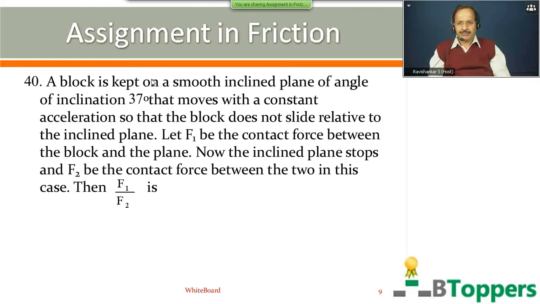A block is kept on a smooth inclined plane of angle of inclination 37 degrees that moves with a constant acceleration so that the block does not slide relative to the inclined plane. Let F1 be the contact force between the block and the plane. Now the inclined plane stops, and F2 be the contact force between the two in this case. Then F1 by F2 is... Come on, try the question.